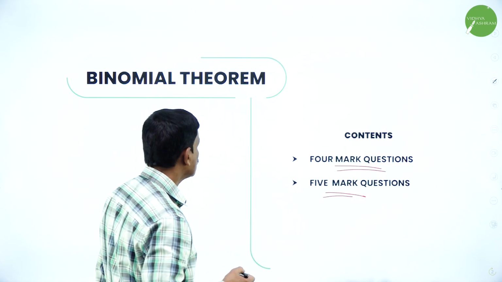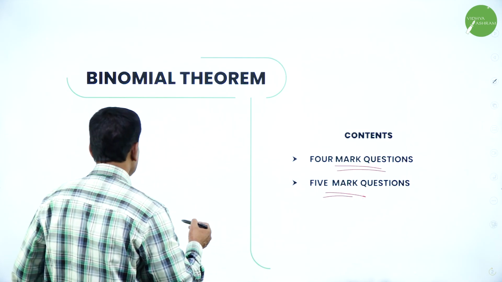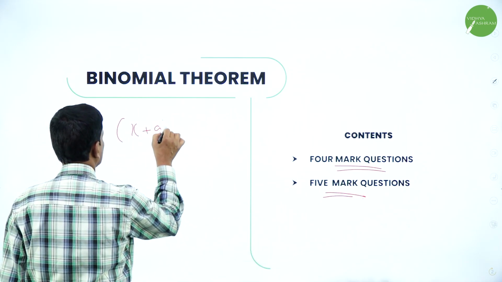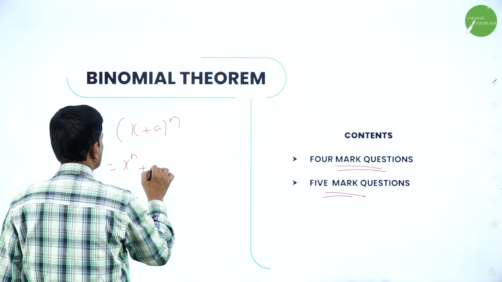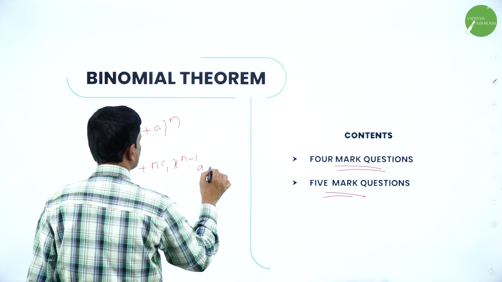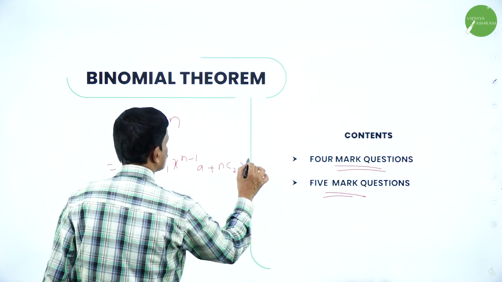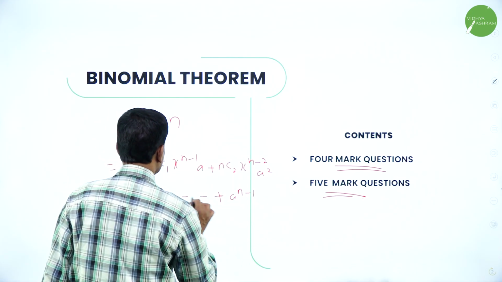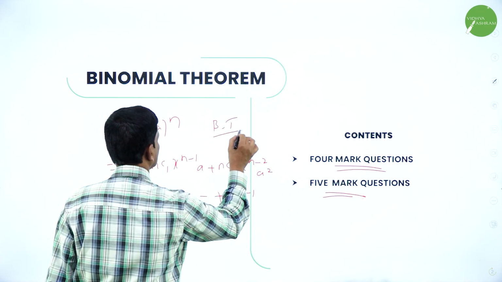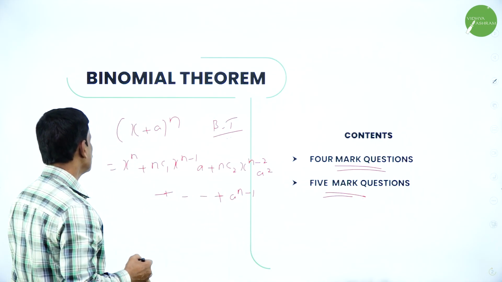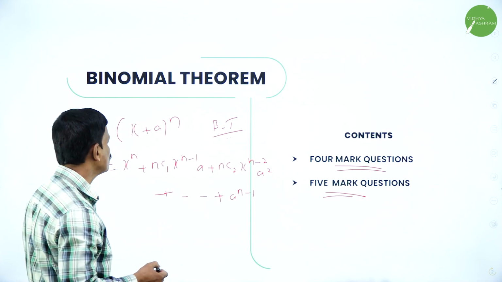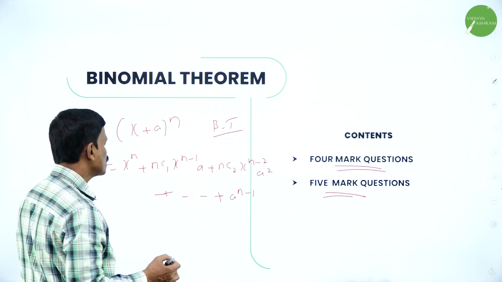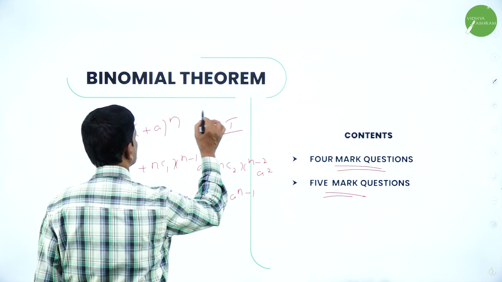Just recall the statement: if n is a positive integer, then the expansion of (x plus a) to the power of n is equal to x raised to n plus nC1 x to the power of n minus 1 into a plus nC2 x to the power of n minus 2 into a square, and so on, up to the last term a to the power of n. This is called the binomial theorem. There are n plus 1 terms in the expansion.